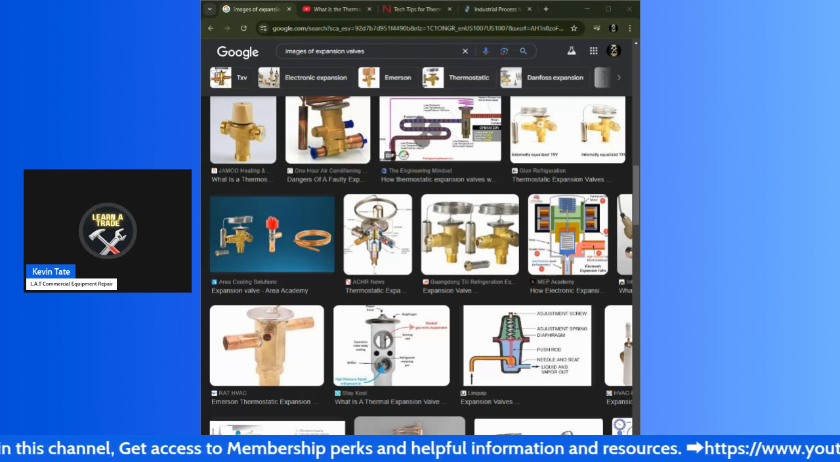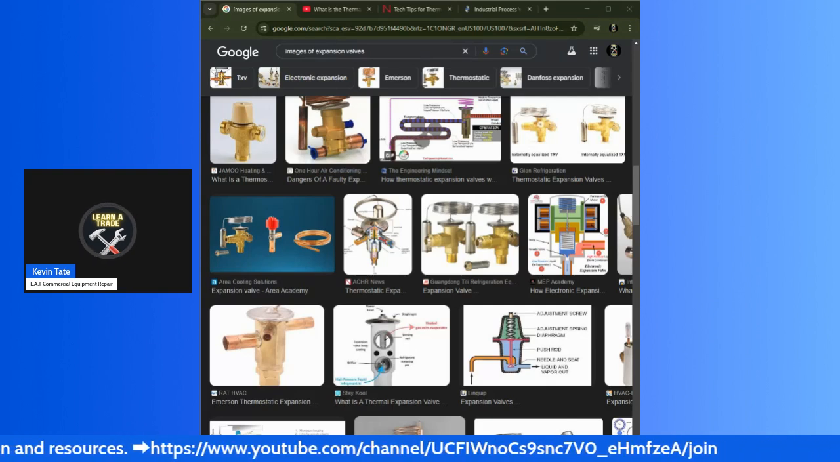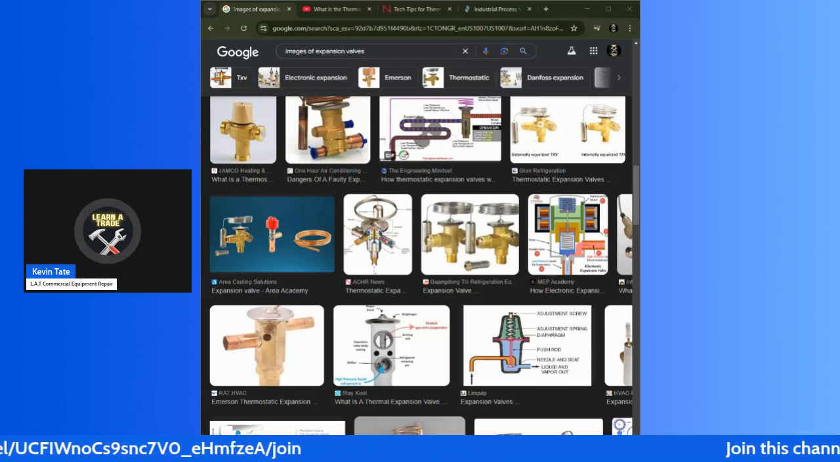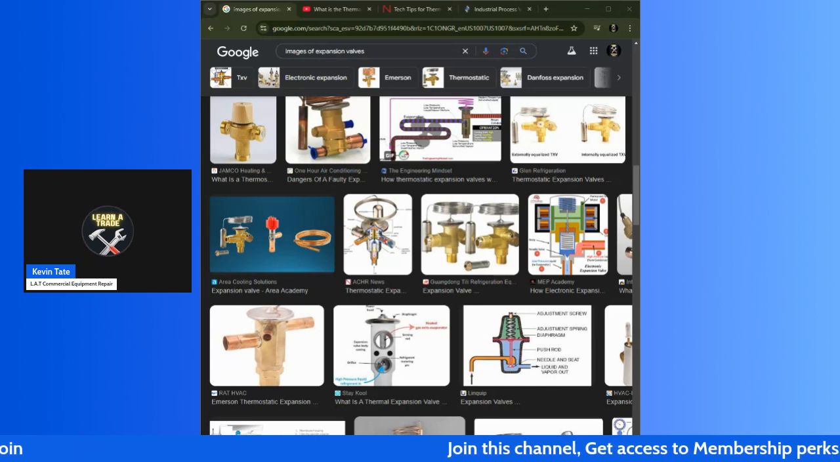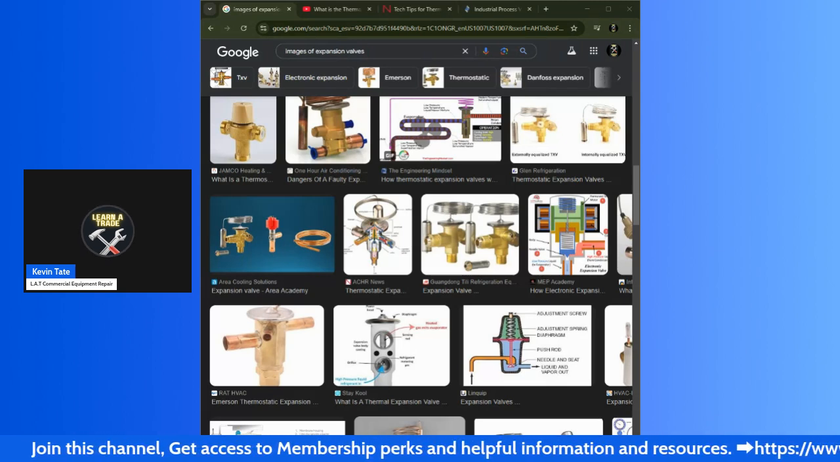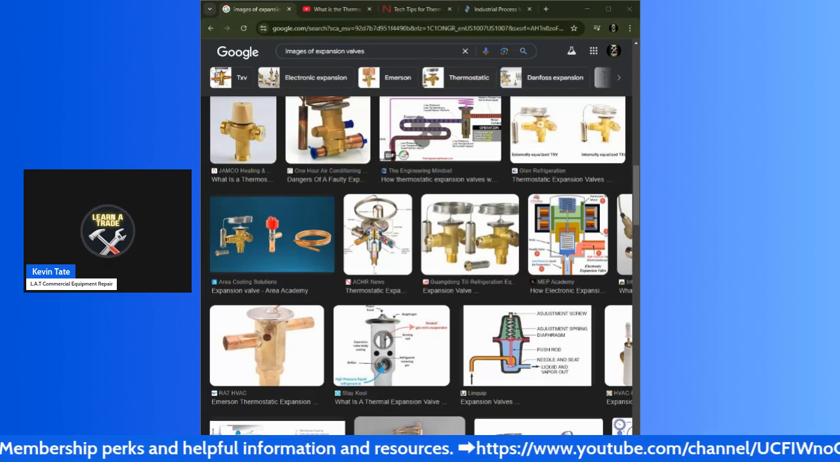The automatic expansion valve was the first valve developed to eliminate the need of having a refrigeration engineer manually adjust a hand-operated expansion valve. The valve is designed to maintain a constant pressure at the outlet of the valve. By keeping the pressure constant, it indirectly controls the temperature as well.